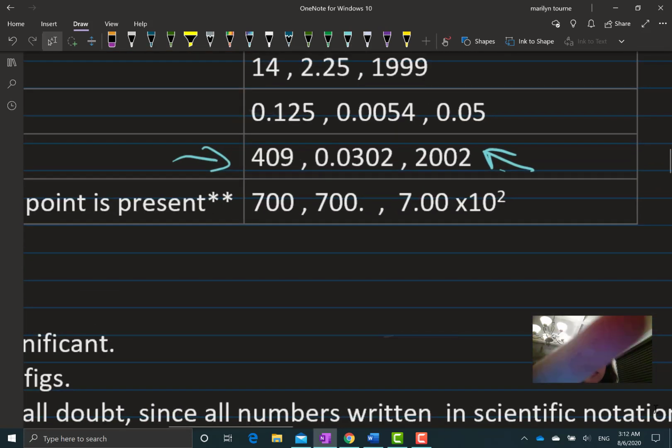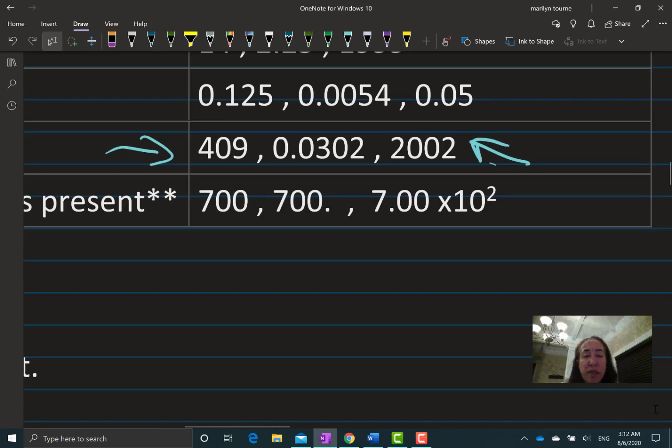So let's focus on those numbers that I have right there. The first number is 700, and you see how the first 700 doesn't have a decimal point? That number only has one significant digit, and it's the 7. Okay, so that's my first number.